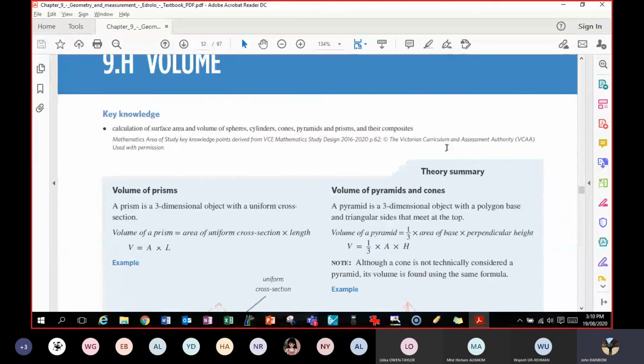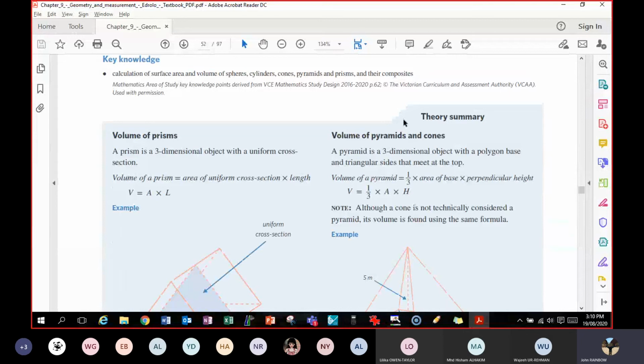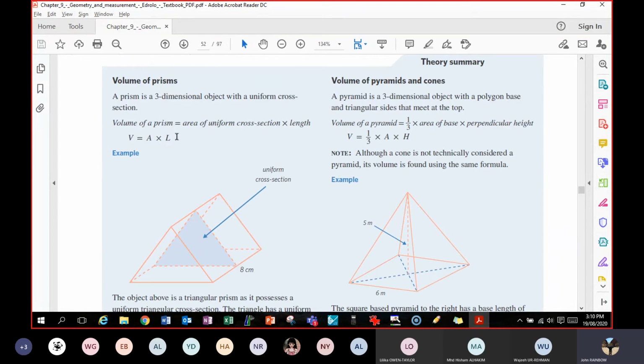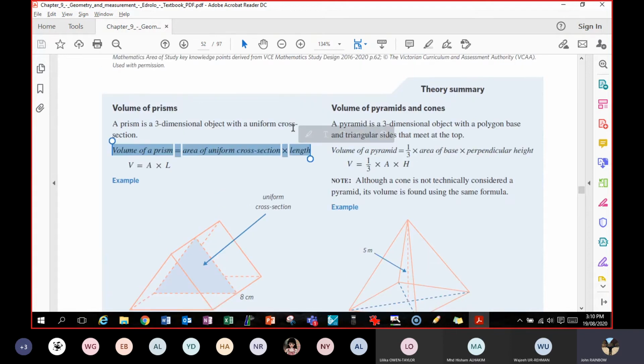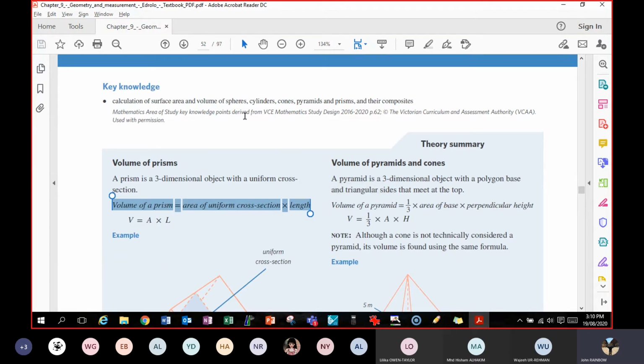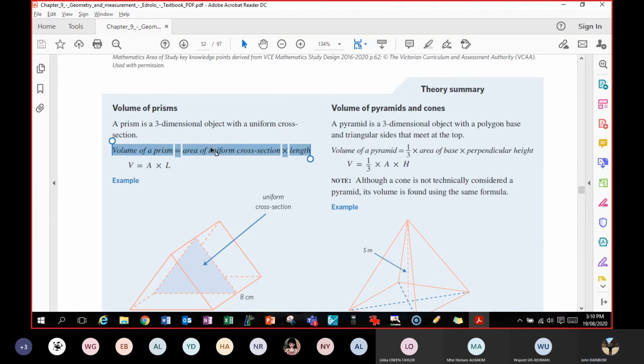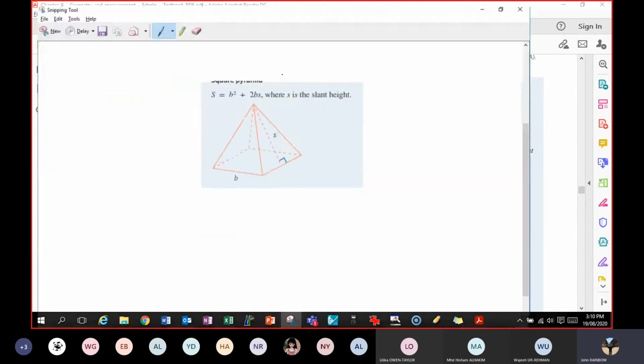Last one, volume. Let's move on to volume. Again, I would make my volume notes and my surface area notes probably separate, but I have some people join them and that is fine. For volume, what you need to understand is this concept here. That is actually in the VCAA point. It's a skill. Some people don't get this.